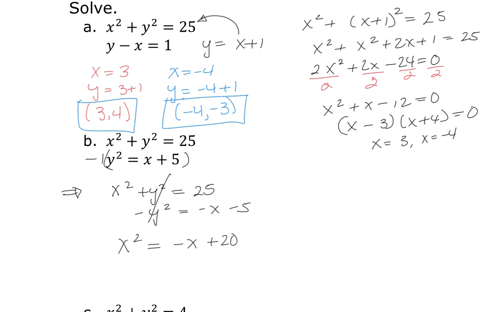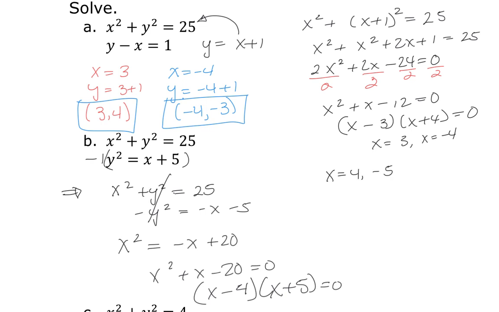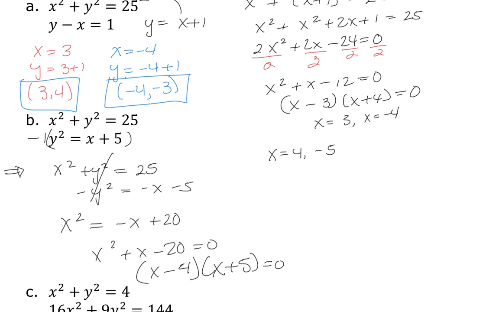I'm going to bring everything to one side, and so I'm going to get x squared plus x minus 20 is equal to 0. And so I get x minus 4, x plus 5 is equal to 0. So I'm going to get x is equal to 4 and negative 5. Okay. Now I have to put this into one of the two equations. I'll put it into this equation because I've already got y squared equals.